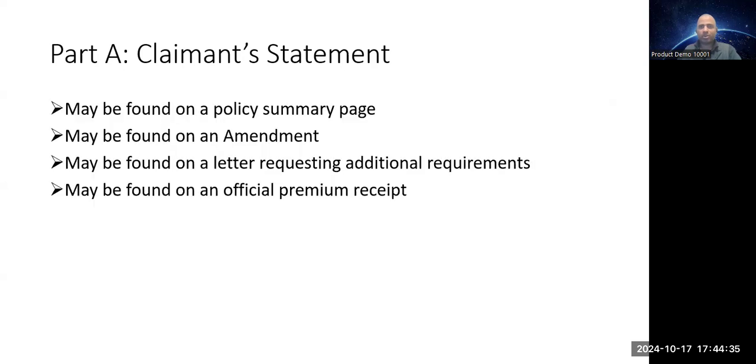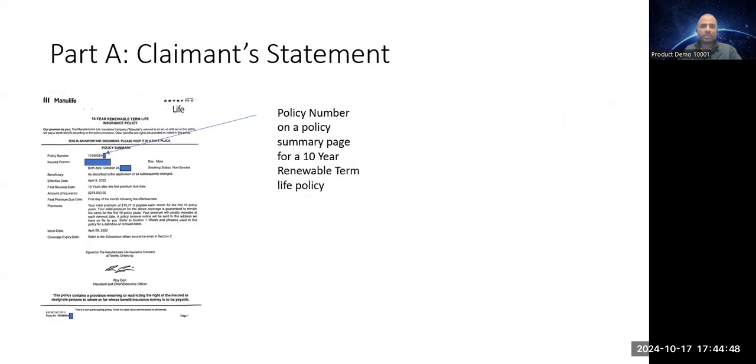All right. So to fill out the claim form and the APS statement as a sample, let's go ahead with Part A. Part A is your claimant statement. Let's start off with the policy number. Your policy number can be on your policy summary page. You can find your policy number on the amendment, on a letter that requests any kind of additional requirements, or on an official premium receipt.